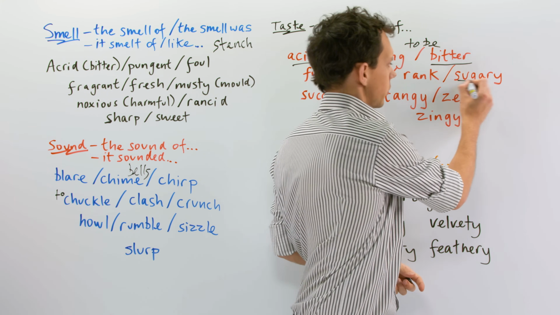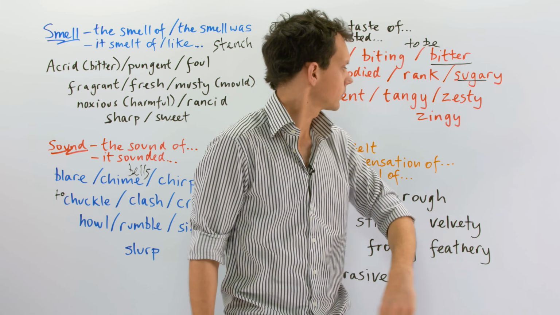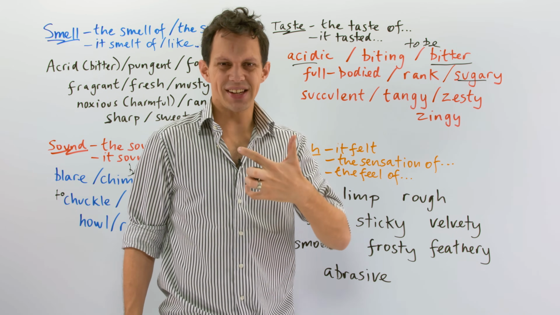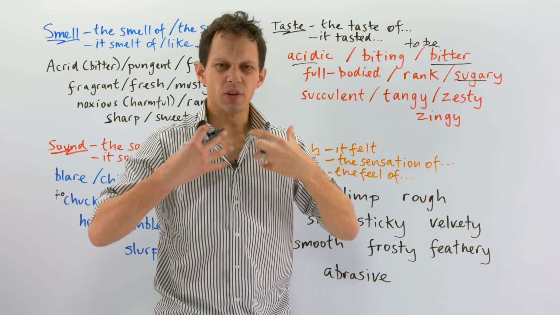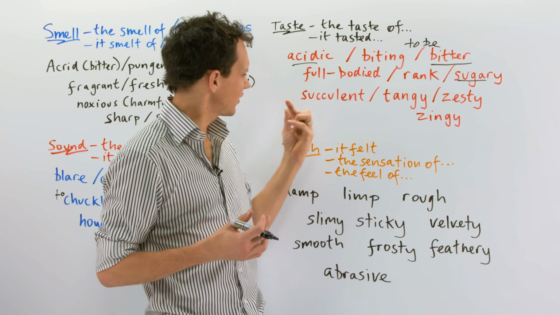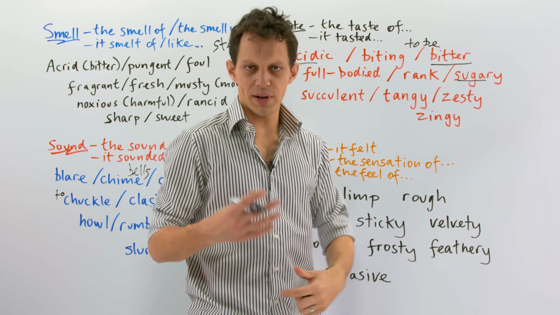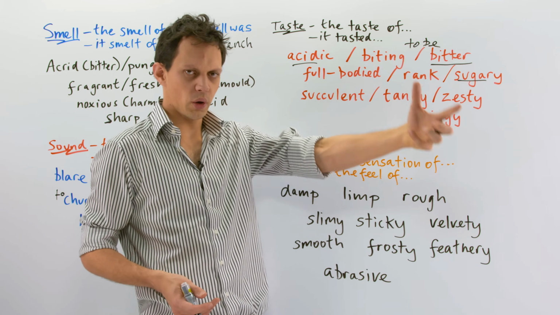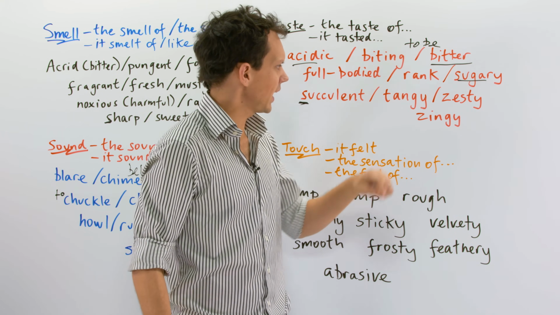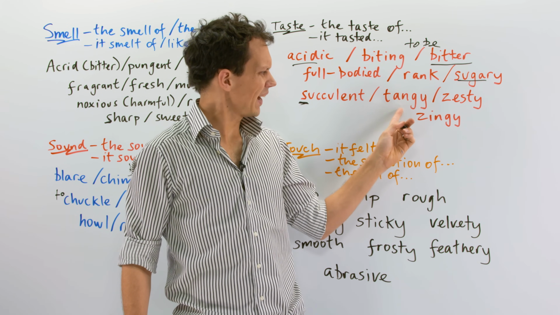Sugary. You can all see the word sugar in there. If something is sugary, it tastes of sugar. Succulent. So this is really tasty. It's moist. It's just really enjoyable to eat. Succulent. It's satisfying to eat. A succulent steak. You might be a vegetarian, but succulent goes well with a steak because of the repeated S sound.